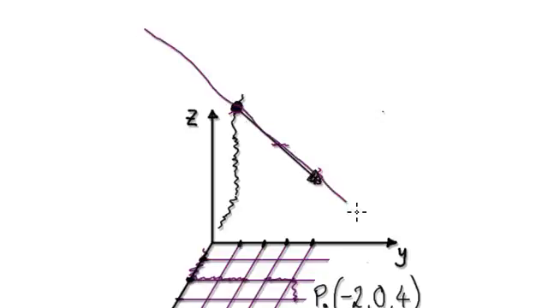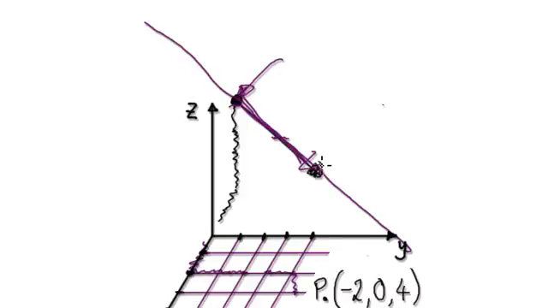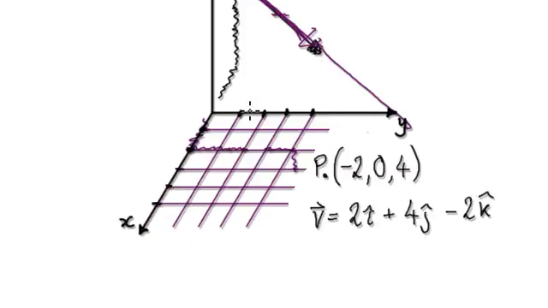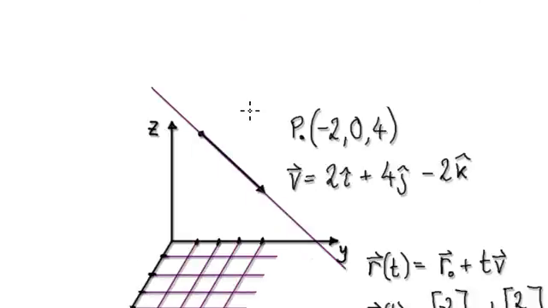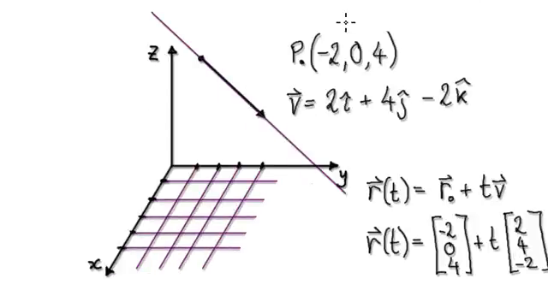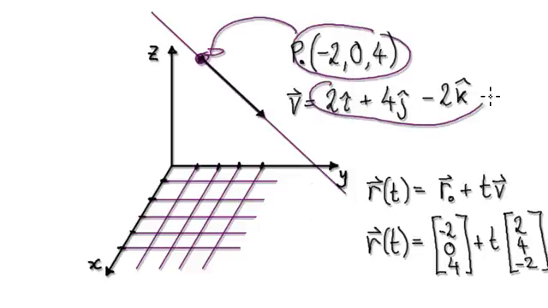So we need a way to describe this line. So this is our starting point, and then this is our vector. Anyway, we're going to come up with the equation for this line. So the equation for this line would look something like this. So currently, this is what the line looks like. This is our initial point here, and this is our vector here.